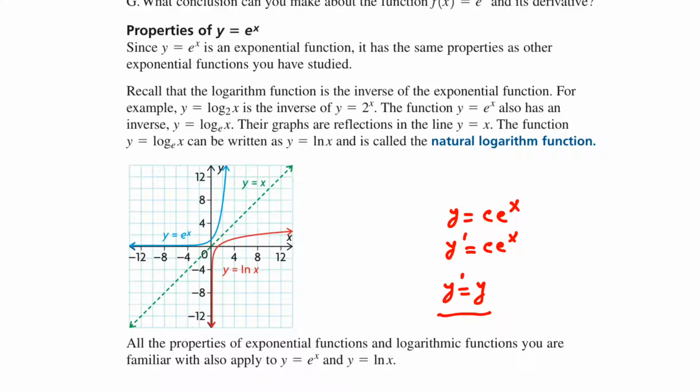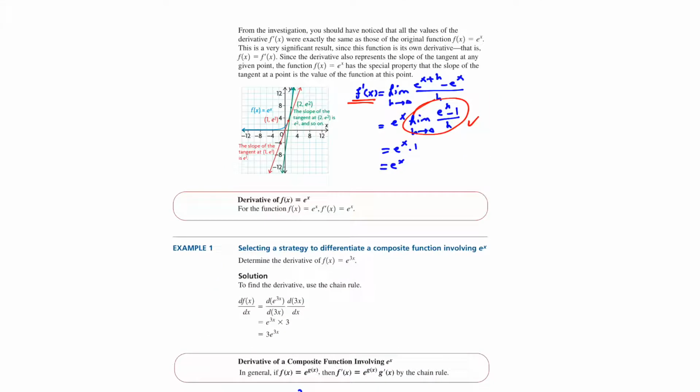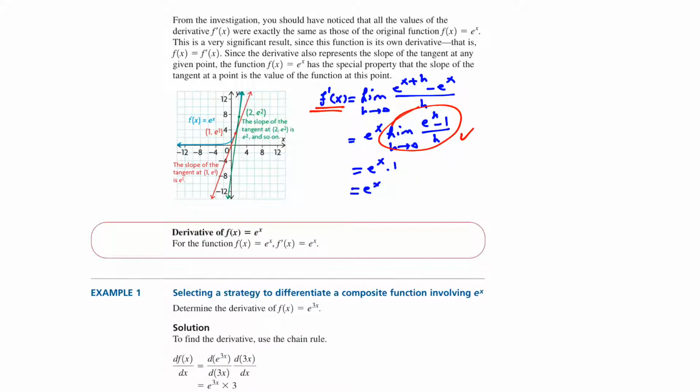The graph of ln of x, and to see that the derivative of e to the power of x and e to the power of x are equal, we use first principles and find the derivative of e to the power of x. f prime of x is the limit of (e to the power of x plus h minus e to the power of x) over h as h approaches 0. We factor e to the power of x. Since h is our independent variable, e to the power of x is constant. We use properties of limits and write it as e to the power of x times the limit of (e to the power of h minus 1) over h as h approaches 0.